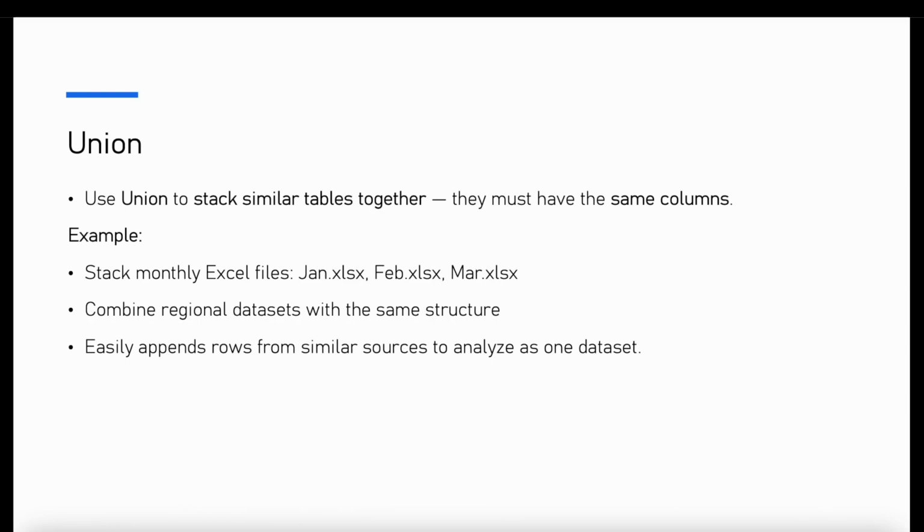And we have a union. It can stack similar tables together, as I mentioned earlier, as long as they have the same columns. So we have, for example, we need to stack monthly Excel files for our January, February, March, April, and May sales. We need to have a similar structure so that our final data set will just read the same columns.